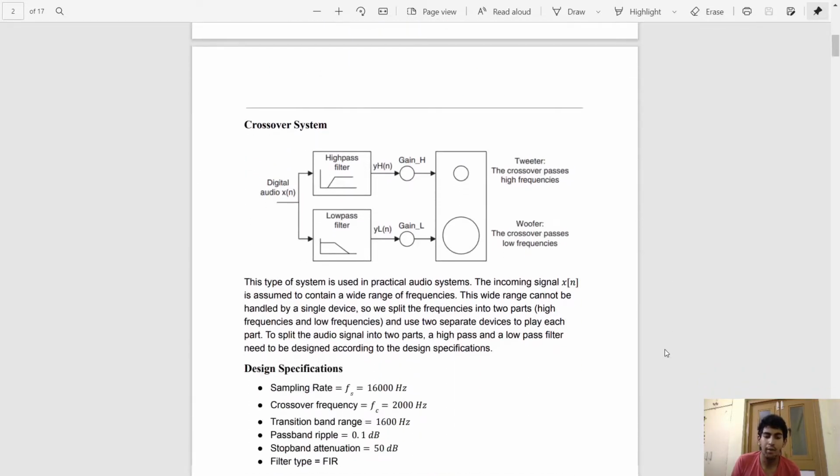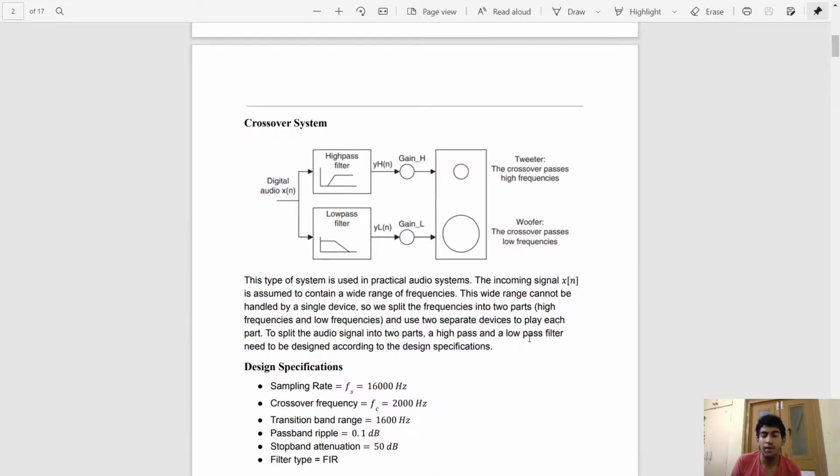So let's get started. Usually when audio equipment receives an input digital audio x of n, it has frequencies which range from lower frequencies to higher frequencies, and no single device is capable of playing this audio due to the wide range of frequencies.